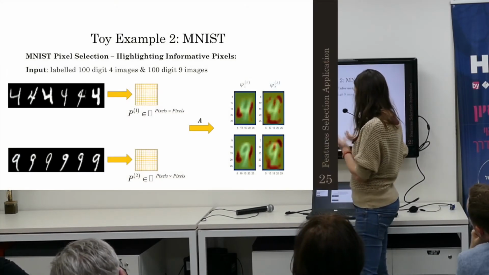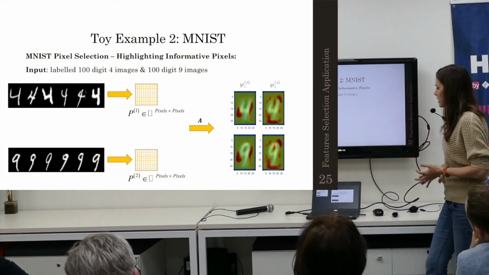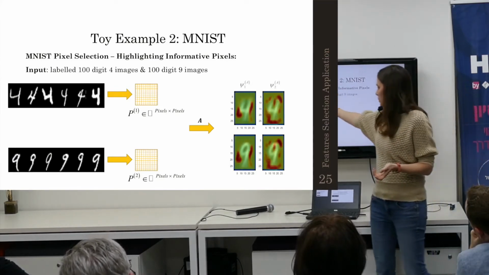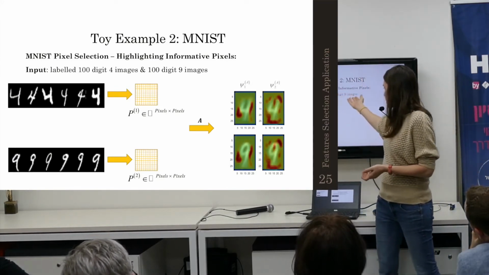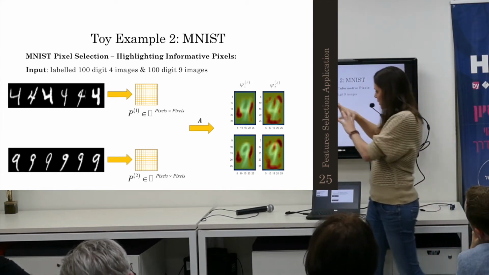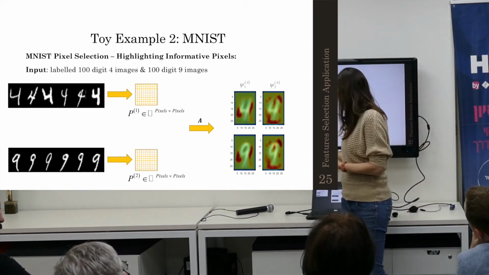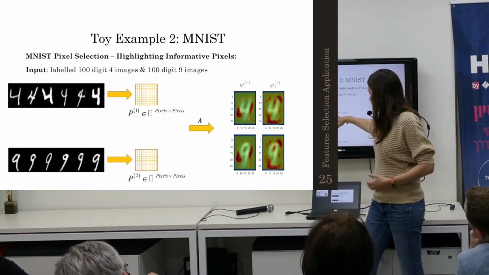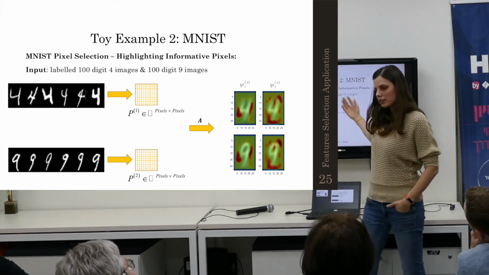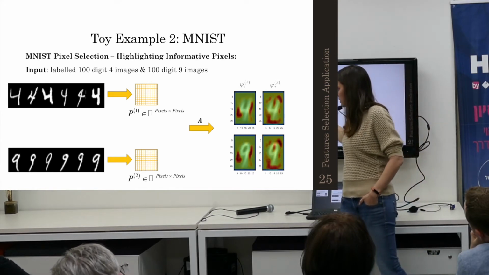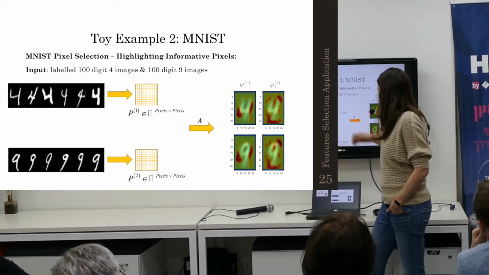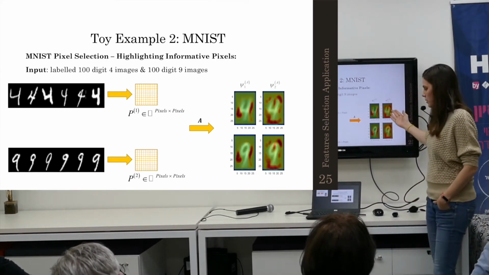Okay, so a second nice example is also a toy example. We took the MNIST dataset, and we took 100 labeled 4 images and 100 labeled 9 images. And we vectorized them and constructed two matrices, one from each, of size the number of pixels by the number of pixels in each MNIST image. We combined these operators to construct operator A, and we got this result.